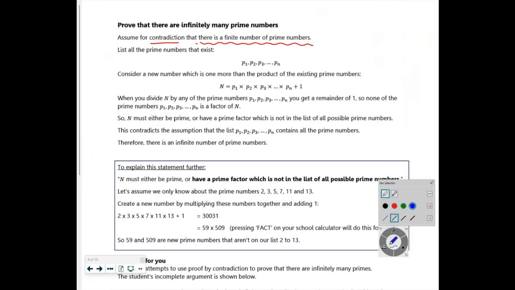Right, so think about this. I'm stood there holding a box full of every possible prime number.